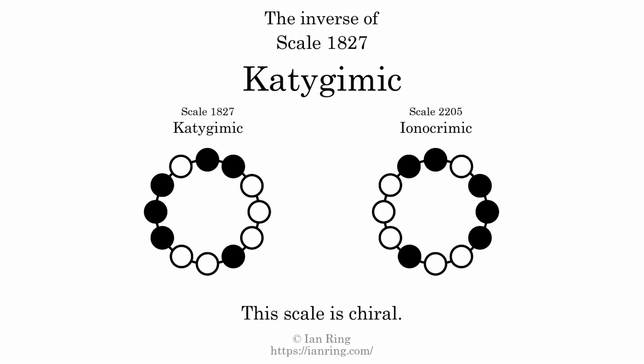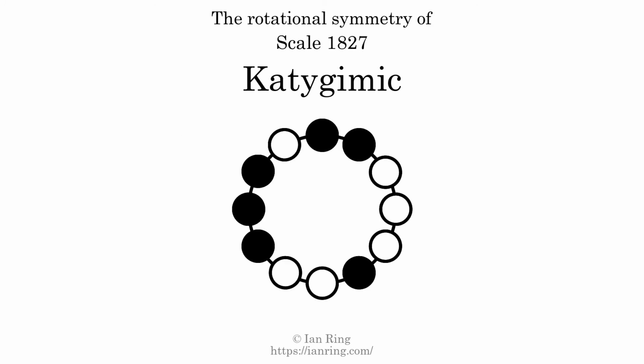The inverse of a scale is a mirror image. It is what you get when the sequence of intervals is reversed. The inverse of this scale is scale 2205, also known as anachronic. This scale is chiral. It cannot transform into its inverse by rotational transformation. This scale has no rotational symmetry.